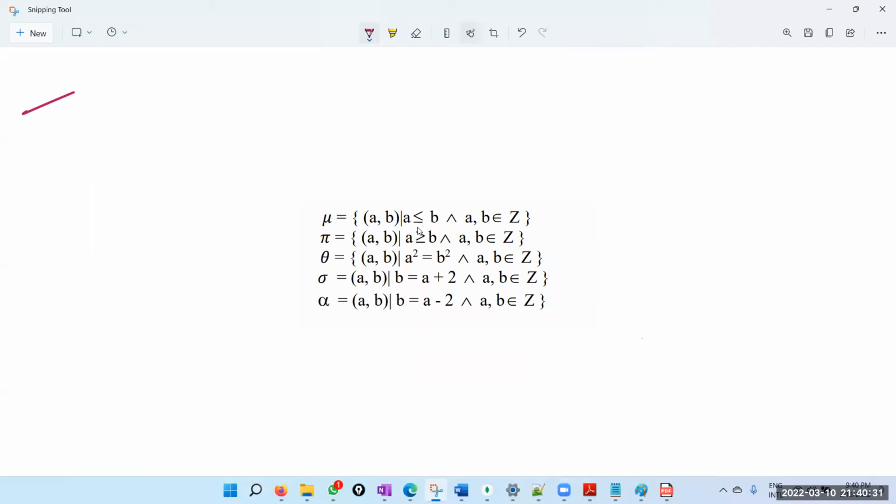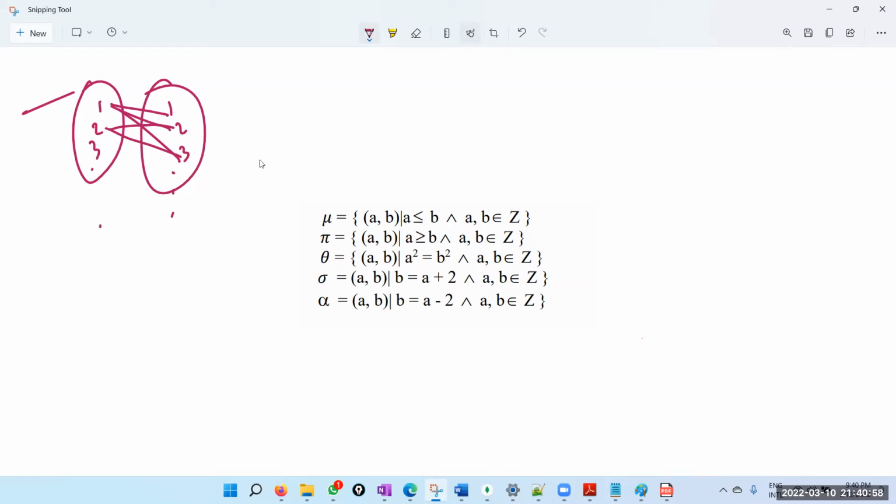A is less than or equal to B, and A and B are integers. It's something like this. Say 1, 2, 3. 1 to 1, 1 to 2, 1 to 3, 2 to 2, 2 to 3. Is it reflexive? Yes, 1 to 1 is there, 2 to 2 is there, 3 to 3 because of less than or equal to. This is reflexive.